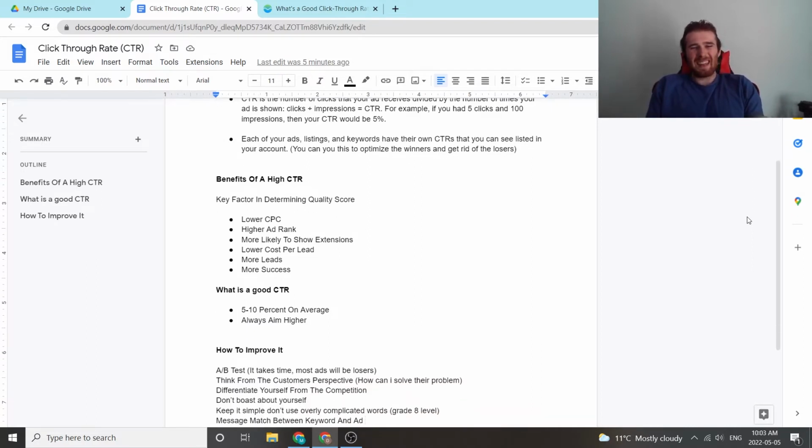So what is a good click-through rate? What should you aim for? And I always say aim higher because that's generally what you want to do. On average inside our accounts, we're happy with a 5 to 10% click-through rate. If it's any lower than that, there's a serious issue. We've got to figure it out. But 5 to 10% we're good with. But we always want to push it higher.